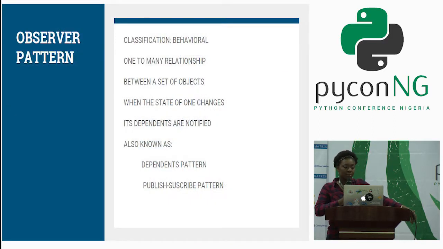Another pattern that we'll look at is the observer pattern. Again, it's a behavioral pattern. It helps with a one-to-many relationship, and it's between a set of objects. When the state of one changes, its dependencies are notified. This is how a behavioral pattern should work.